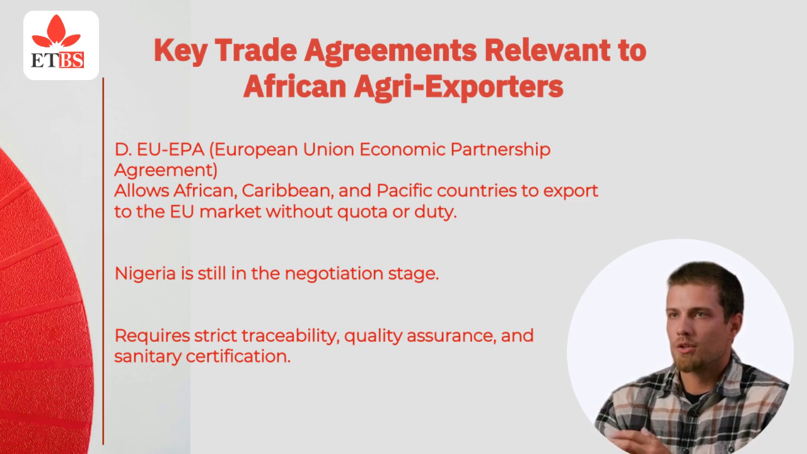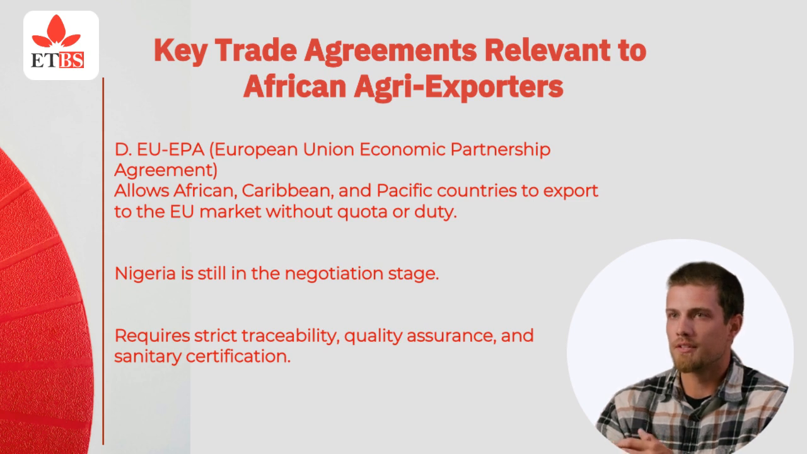D. EU-EPA, European Union Economic Partnership Agreement. Allows African, Caribbean, and Pacific countries to export to the EU market without quota or duty. Nigeria is still in the negotiation stage. Requires strict traceability, quality assurance, and sanitary certification.